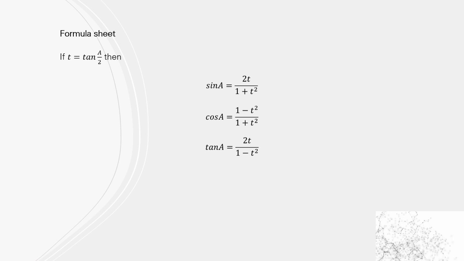So the T formula uses a substitution, and it's really only one that is recommended to use if it's asked for. Well, that's my opinion. But on the formula sheets, you get T equals tan A over 2, then sine A is equal to 2T over 1 plus T squared. Cos A is equal to 1 minus T squared over 1 plus T squared, and tan A is equal to 2T over 1 minus T squared.